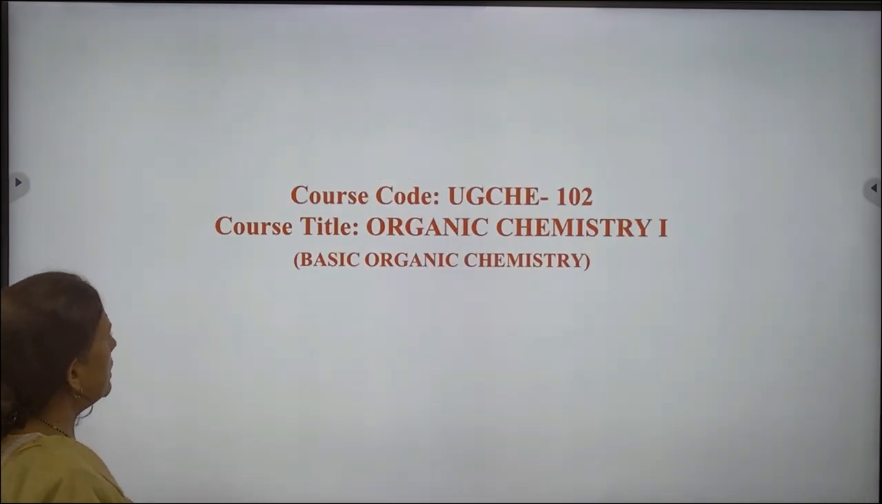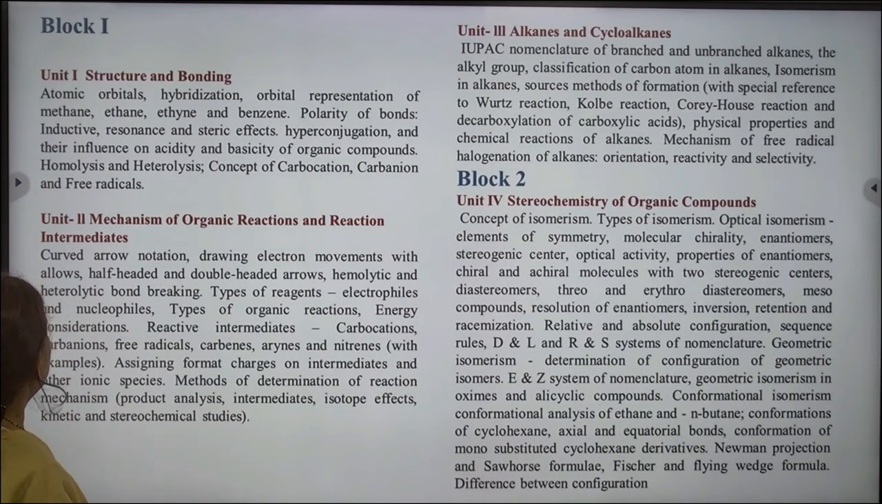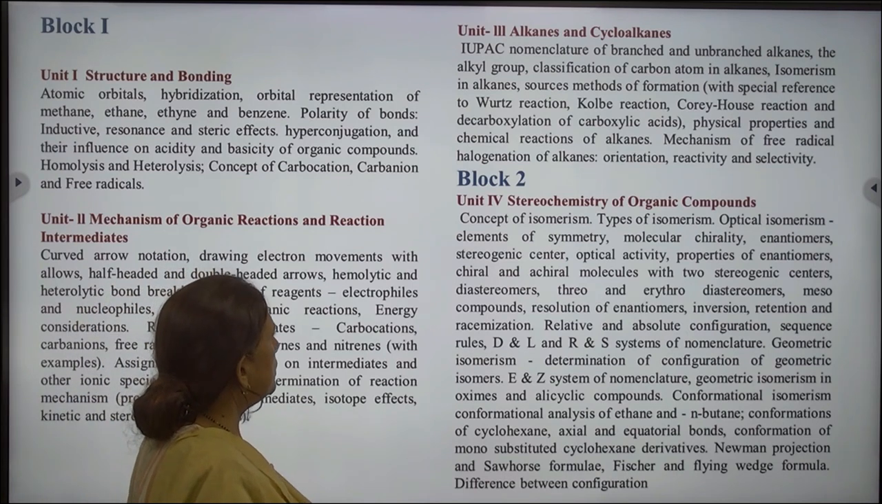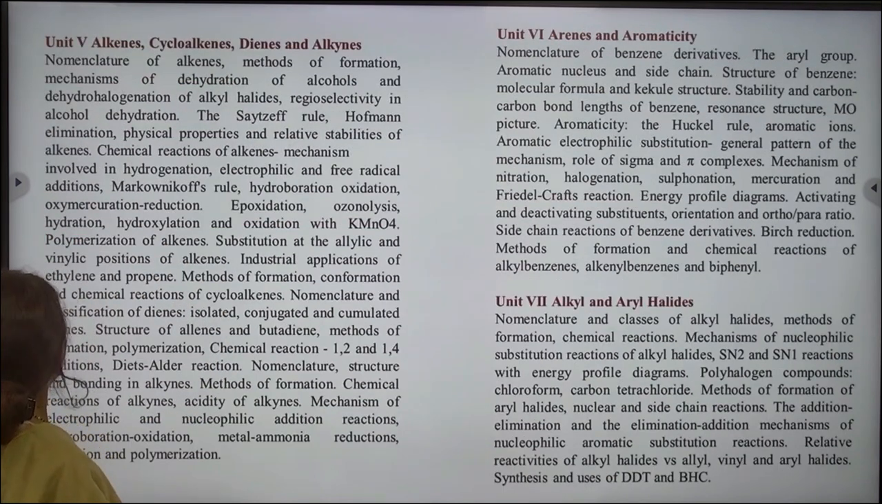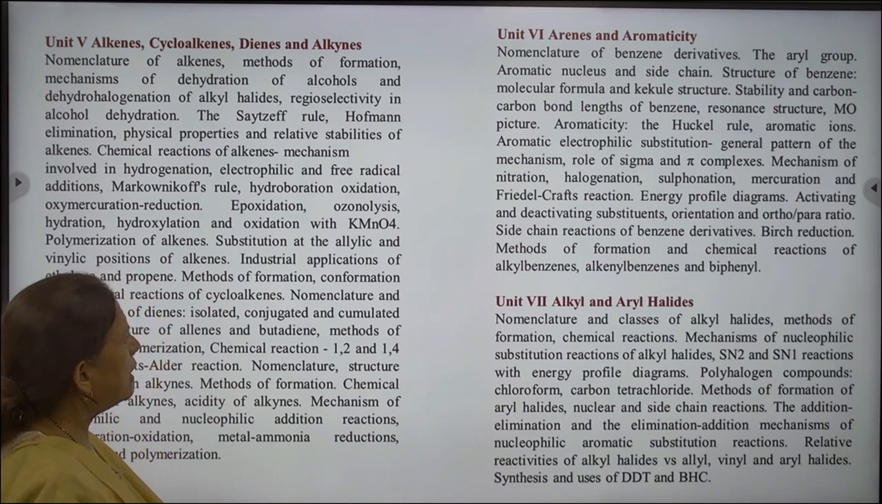UGCHE-102, Organic Chemistry or Basic Organic Chemistry. This course is divided into two blocks. In block 1, Unit 1 is structure and bonding, Unit 2 mechanism of organic reactions and reaction intermediates, Unit 3 alkanes and cycloalkanes. In block 2, Unit 4 is stereochemistry of organic compounds, Unit 5 is alkenes, cycloalkenes, dienes and alkynes, Unit 6 is arenes and aromaticity, Unit 7 alkyl and aryl halide.